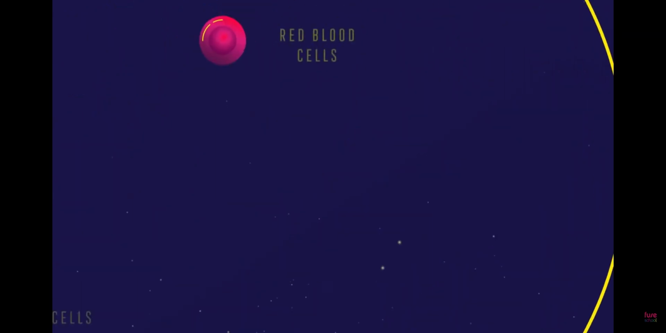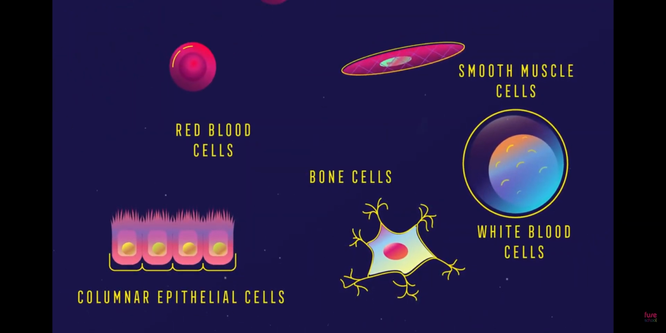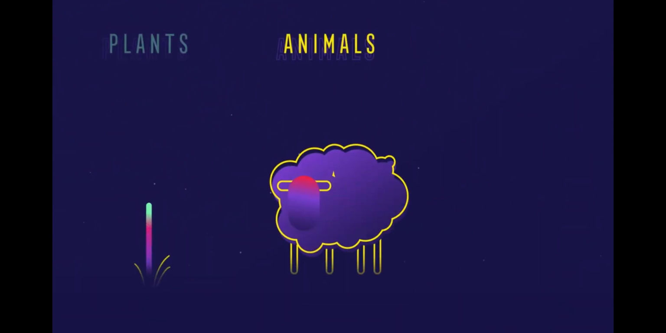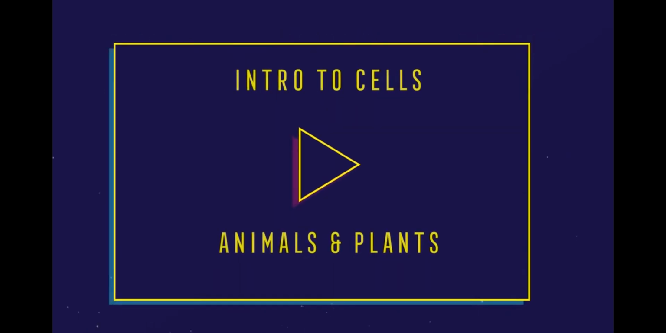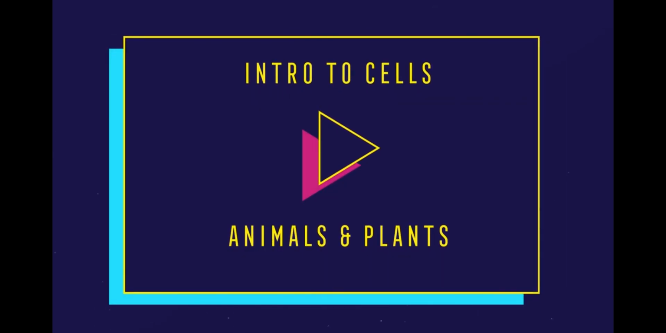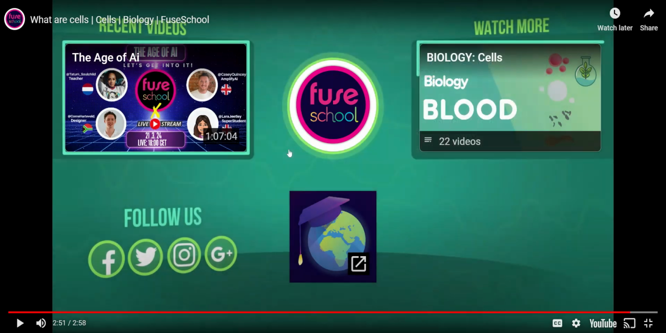So, cells come in all shapes and forms and have all sorts of jobs, but they are all fundamental building blocks of living organisms. Watch this video to learn more about different types of cells. If you liked the video, give it a thumbs up. Oops.